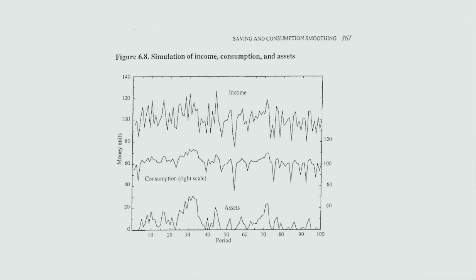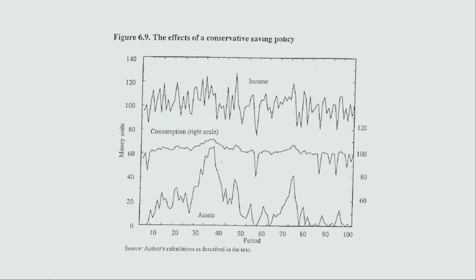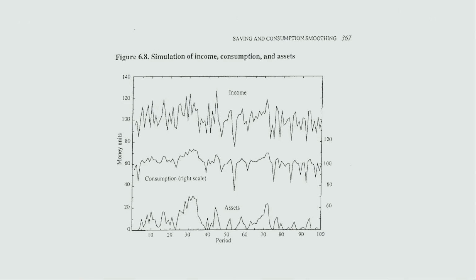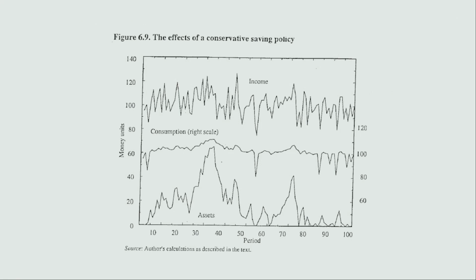conservative saving policy. That's a less conservative saving policy, where they are saving a lower fraction of the excess. And you can see that the consumption is higher on average than in this one, but the asset level is lower. But sometimes the consumption takes these huge dips. So depending on someone's level of risk aversion, they would choose between one of these two processes.